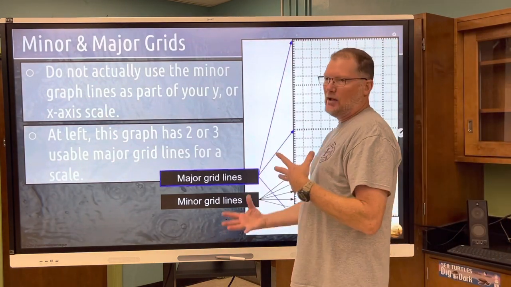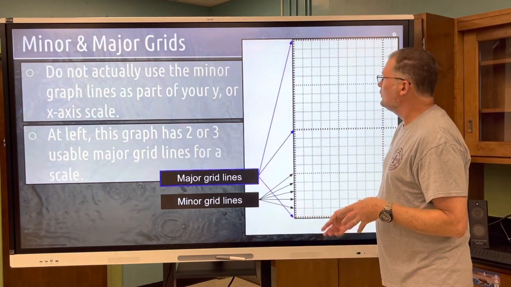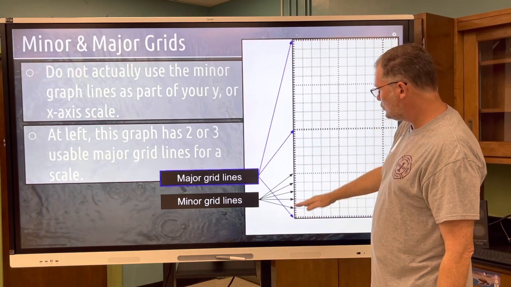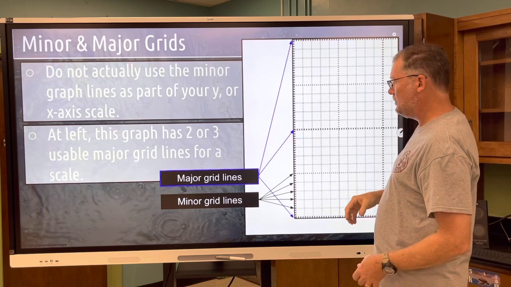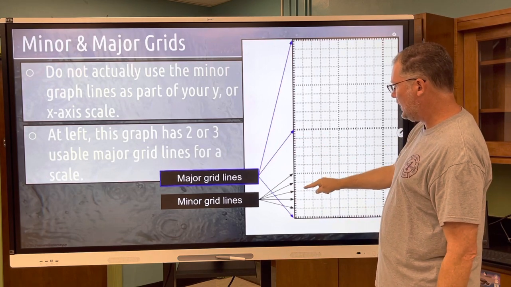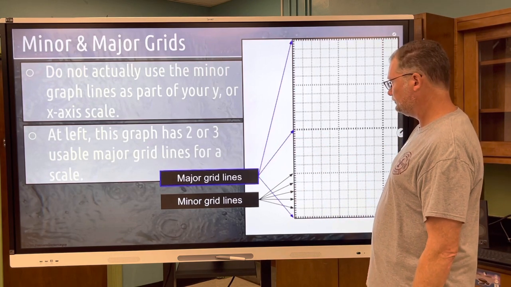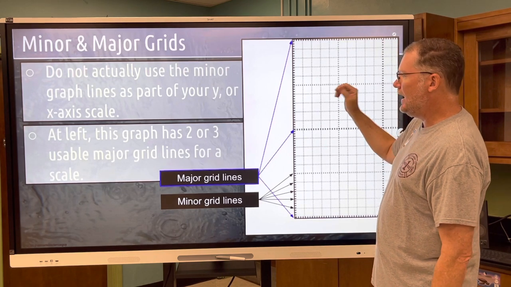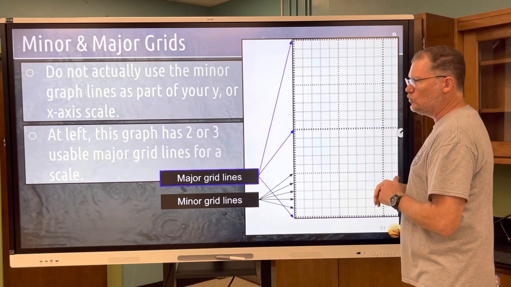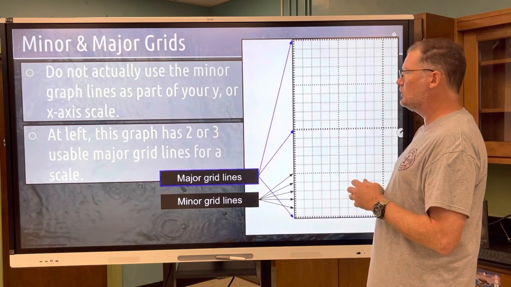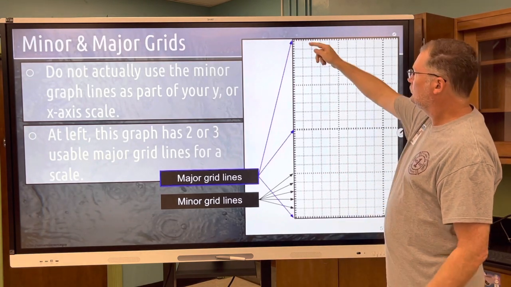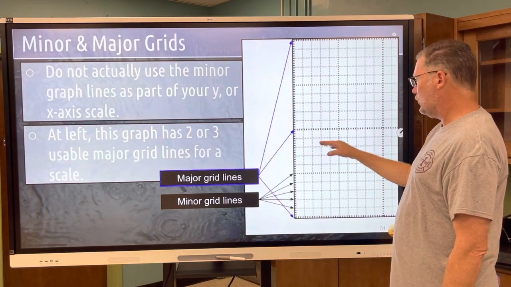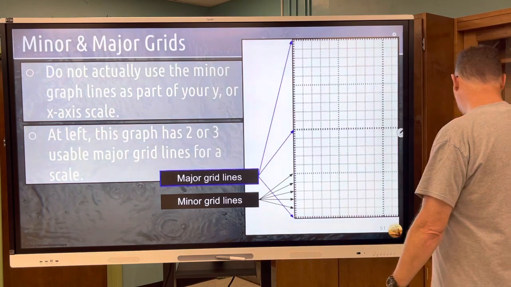So minor and major grids. Again, the major grid lines are these larger ones zoomed in on the paper, okay? And then the minor grid lines are the tiny ones. So at left, this graph has 2 or 3 usable major grid lines for a scale. 1, 2, 3, and then the rest are the minor ones. Okay, so that's just the difference between minor and major grids.